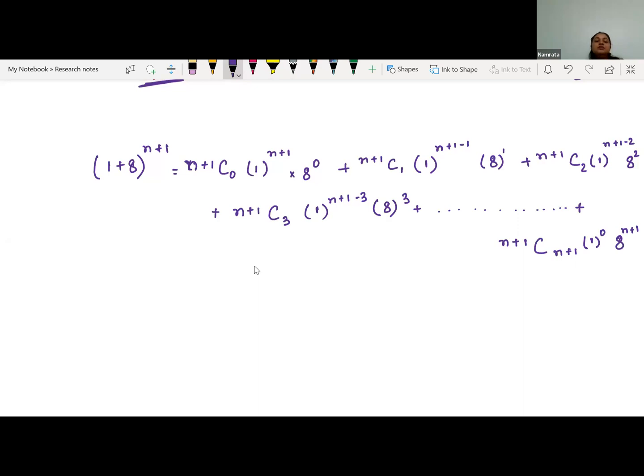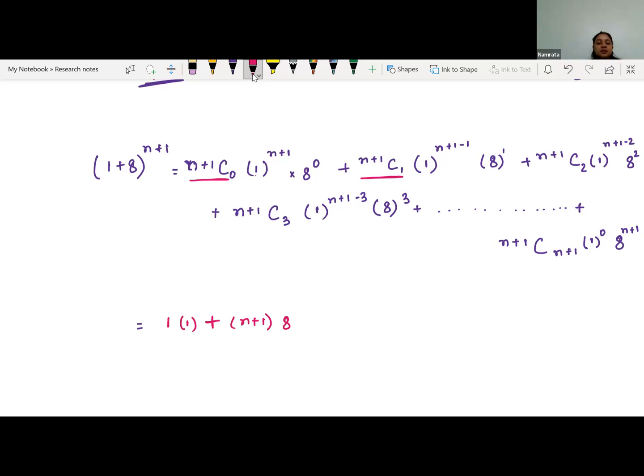Yes, ma'am. Now if we try solving at least a few terms from the very beginning, which is easier to solve: nc0 will be 1. 1 to the power anything is just 1. 8 to the power 0 is just 1. Plus n plus 1 c1 will be only n plus 1. Again 1 to the power anything is just 1, and 8 to the power 1 will be 8.